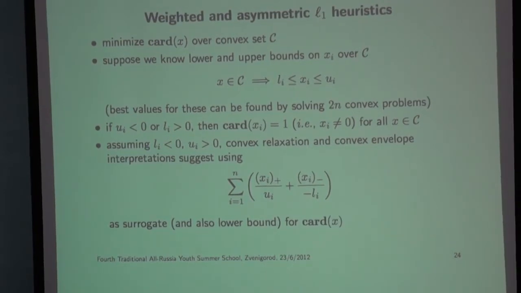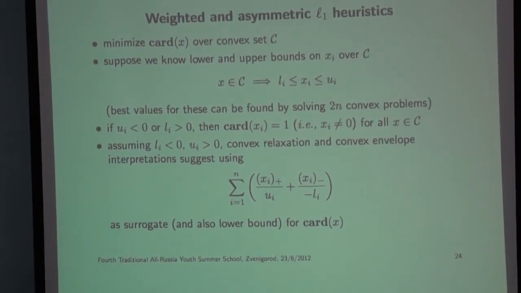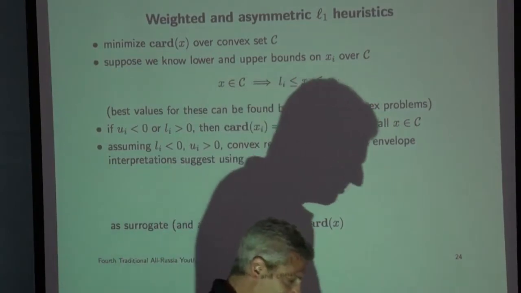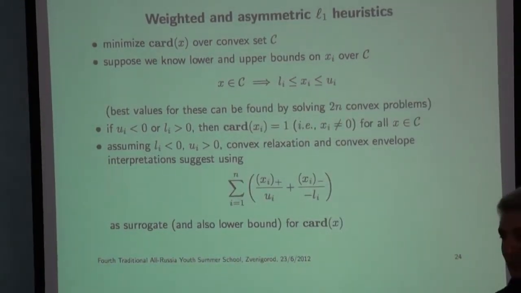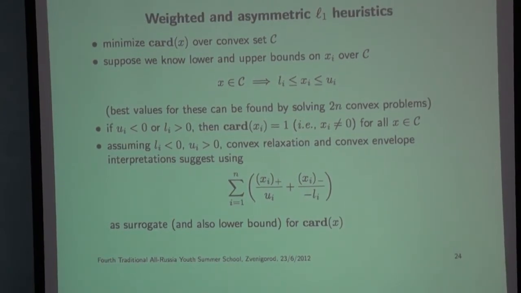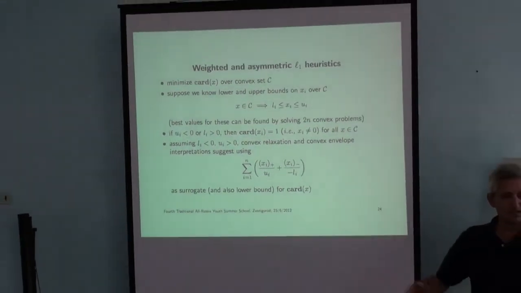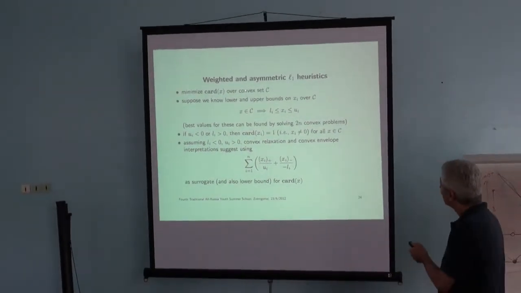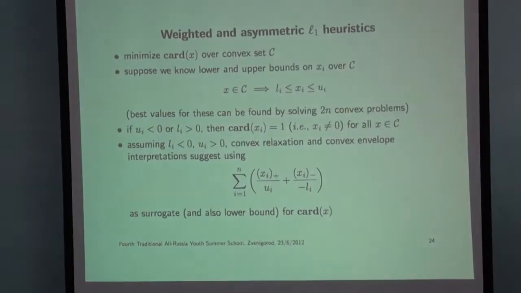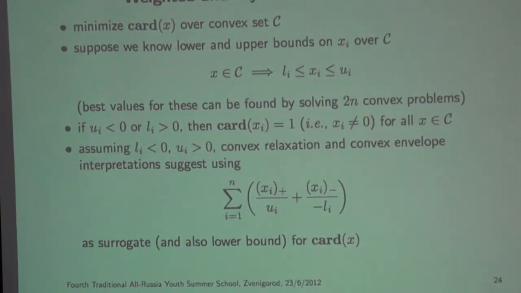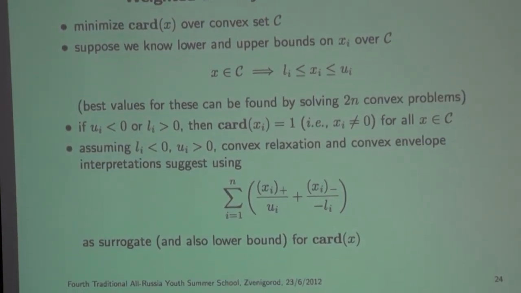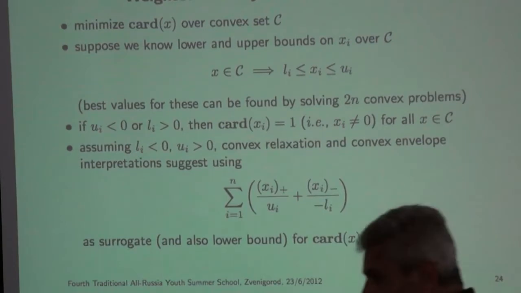If I told you that L_i was positive, what would you know about x_i? About card of x_i in particular? It's 1. x_i is going to be nonzero because it's positive. And if U_i is negative, then x_i is negative, so it's irrelevant. So the only interesting case is when L_i is negative or 0 and U_i is positive or 0. That's the only thing interesting. And so the convex envelope is very simple.